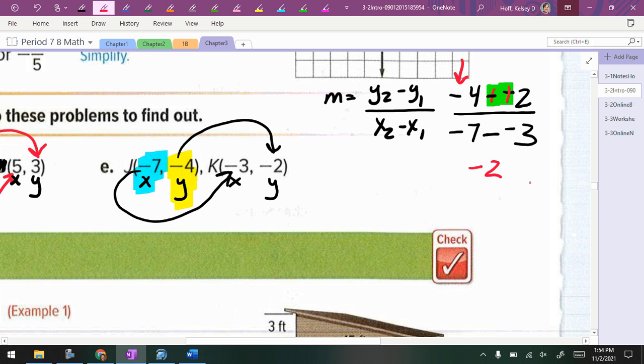So carefully think. Negative 4 plus 2, negative 2. In the denominator, same thing. I'm subtracting a negative. The two negatives are right next to each other. So I'm adding a positive. Negative 7 plus 3. Can I reduce this? A negative divided by a negative, is there a number that divides out of both? If I divide a 2 out, I end up with 1/2.